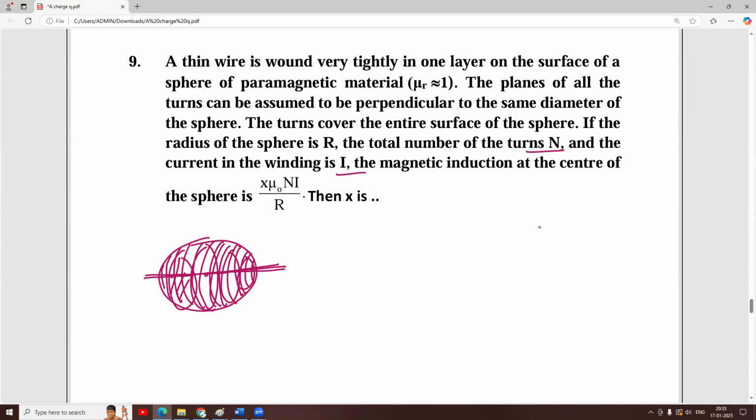The magnetic induction at the center of the sphere is, so what is the magnetic field here? So you have actually a number of planar coils placed like this on either side. You can assume it like this. And all of them will produce a magnetic field at the center. So they are actually the coils obtained by winding wire over this sphere. So what is the magnetic field here?